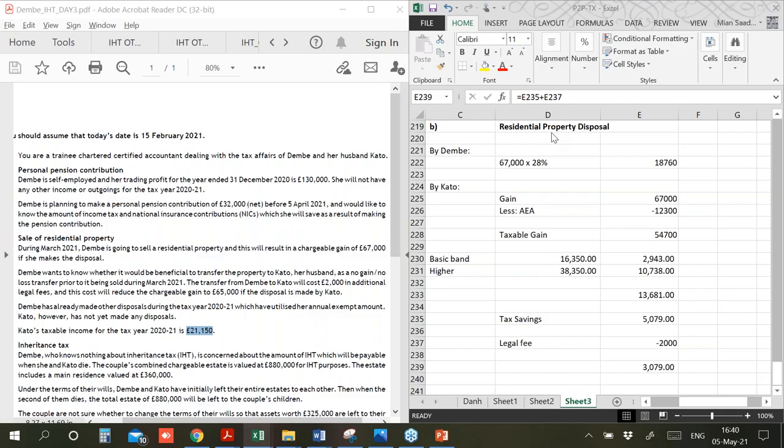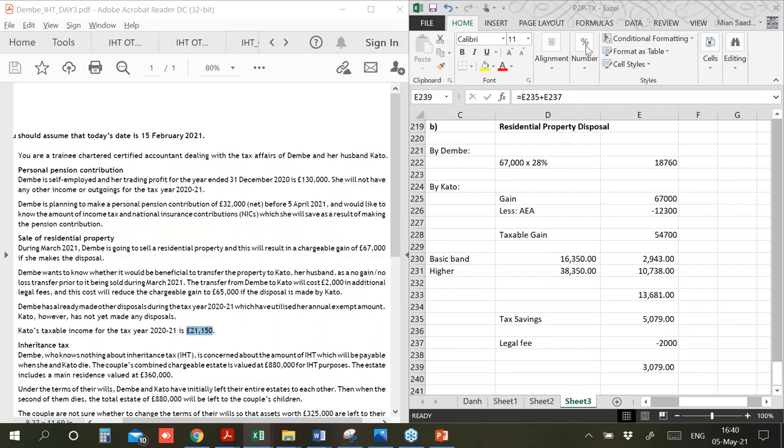So guys, will the cost increase or no? It will increase, guys. Why? Because between spouses, we assume that the asset is transferred at cost. So the asset was basically worth 67,000. By transferring it to Cato, its cost has increased by 2,000 because 2,000 is the incidental cost of disposal.